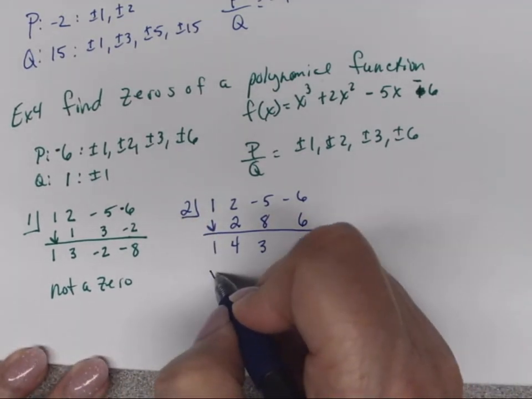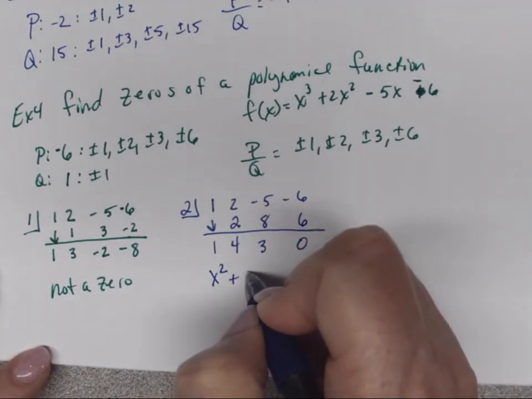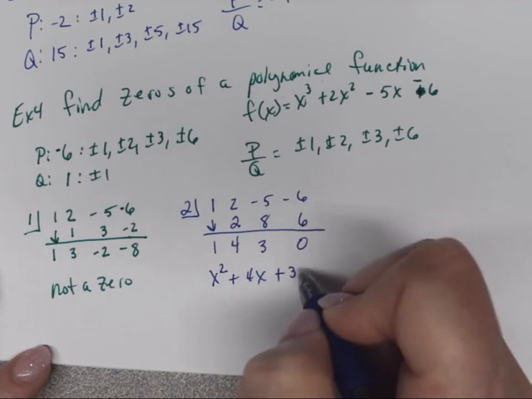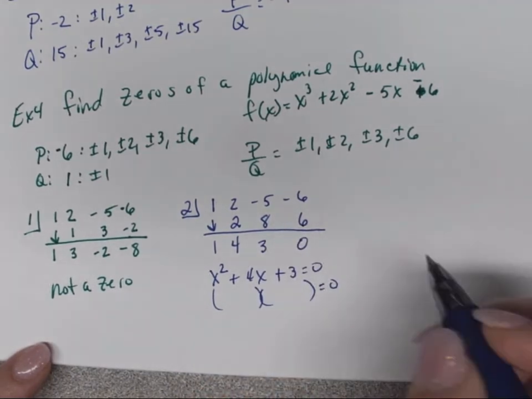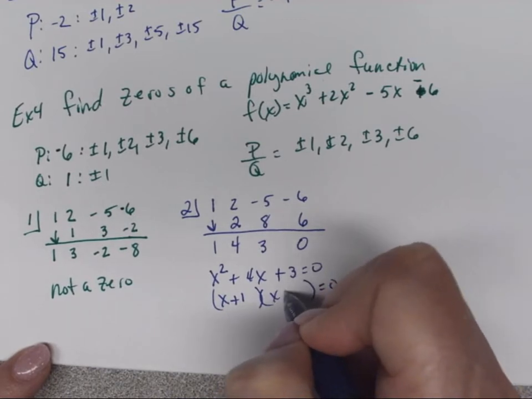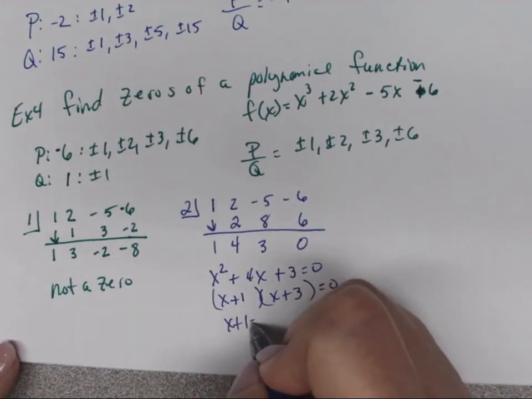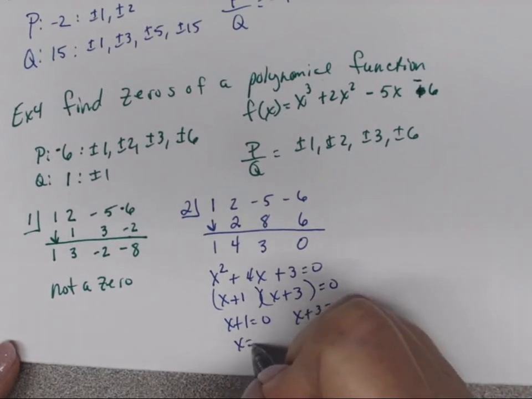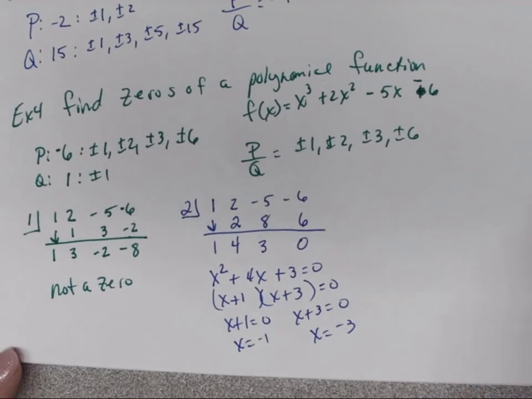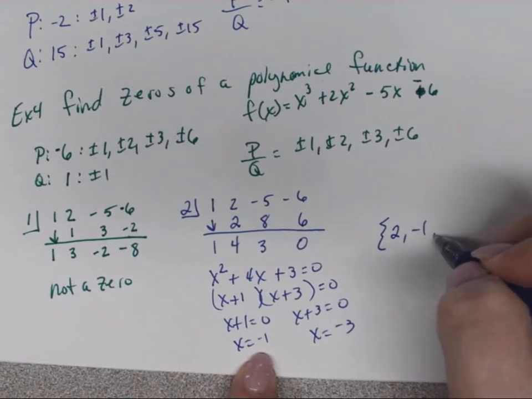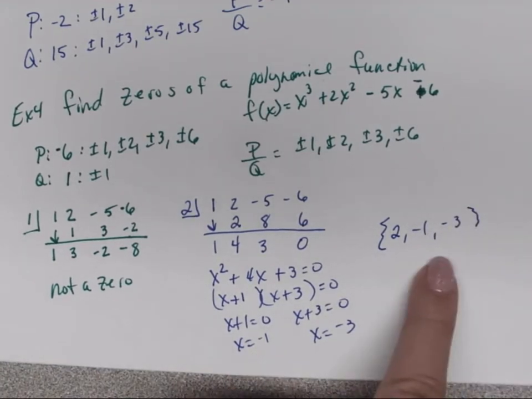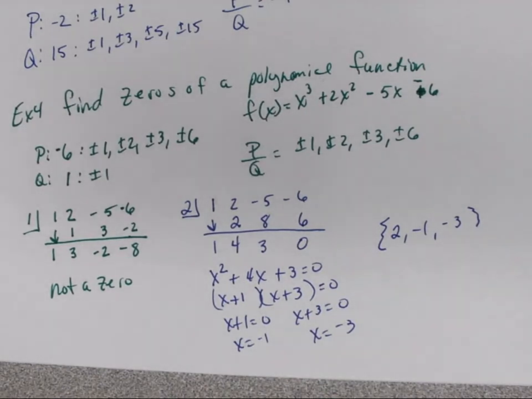So let's rewrite the equation. It'll be x squared, remember you drop down a degree, plus 4x plus 3. We'll set that equal to 0, and we can factor that. I'm not going to show you the AC factoring this time. I'm just going to factor it. So x plus 1 times x plus 3. Set each part equal to 0. We get x equal to -1 and x equals -3. So what is our actual set of zeros? It's the one that we found and then the other two we solved for. So these would be the zeros of that function. So you're going to have to find the possible ones, and then you're going to have to figure out which one it is.